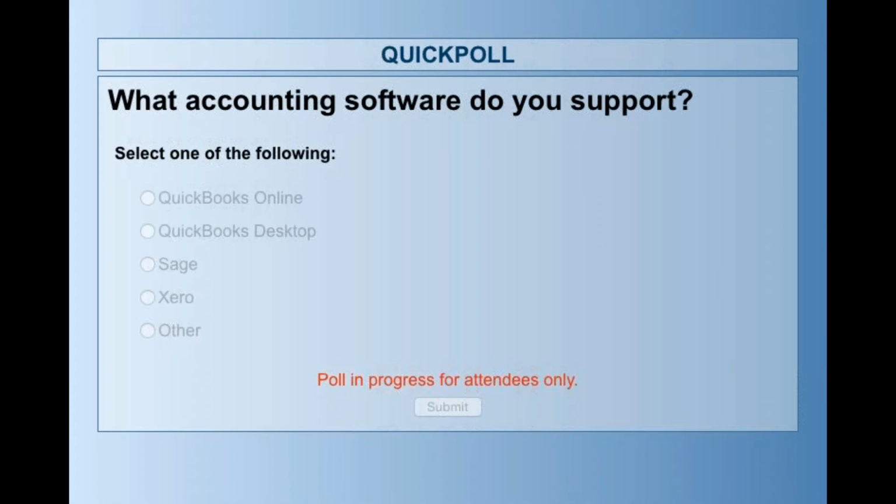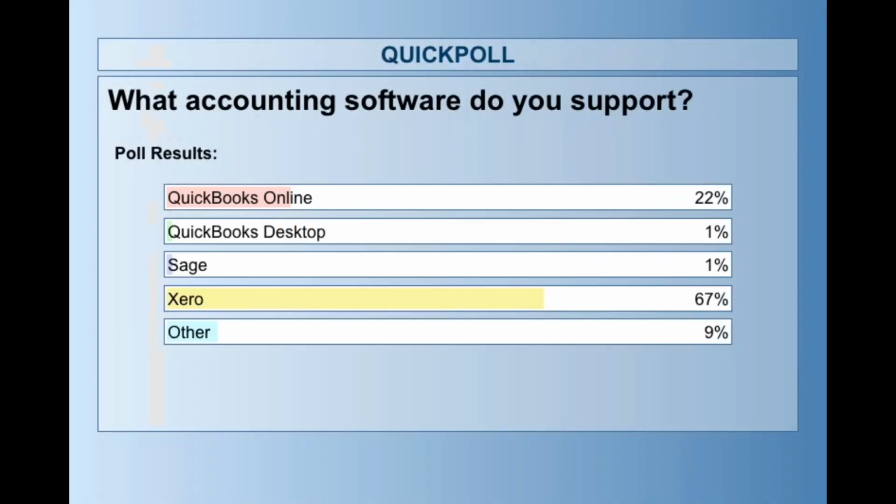As suspected, the majority are on Xero, which is great. We've got a few others. Around 70%, mostly Xero, some QuickBooks Online, a few Sage, a few QBD. That's QuickBooks Desktop for those playing at home. Okay, thanks for answering that. We'll close that out and share results really quickly.